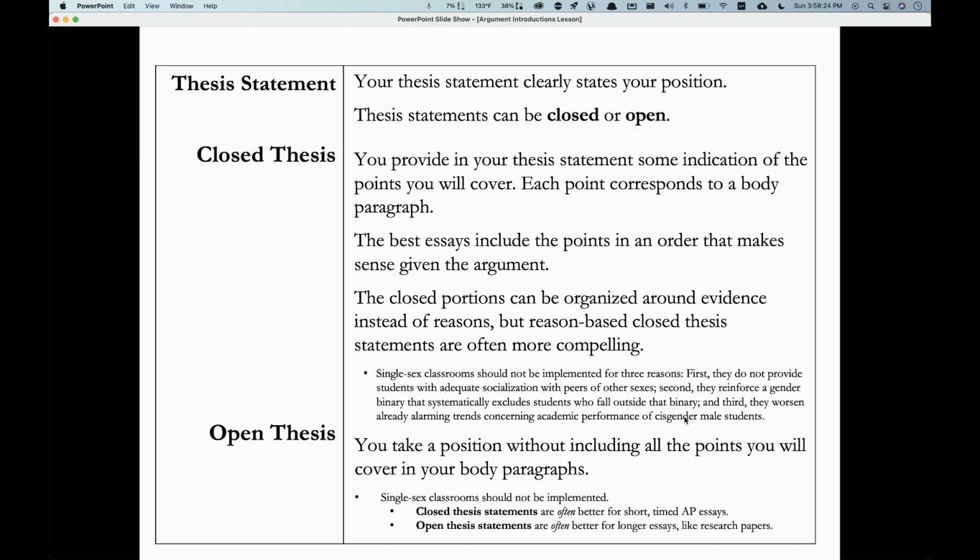So open thesis statements, I think, though, are often better for much longer essays like research papers, where you have a big overarching claim at the beginning of your paper, and you sort of slowly move your reader through this line of reasoning where you bring in a reason in a body paragraph, and then the next body paragraph builds on that, and the next body paragraph builds on that one until you get somewhere really juicy and interesting. That is where an open thesis statement is more effective.